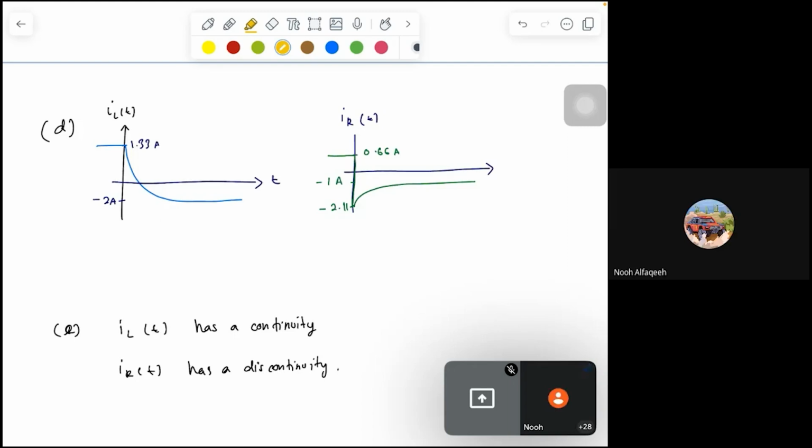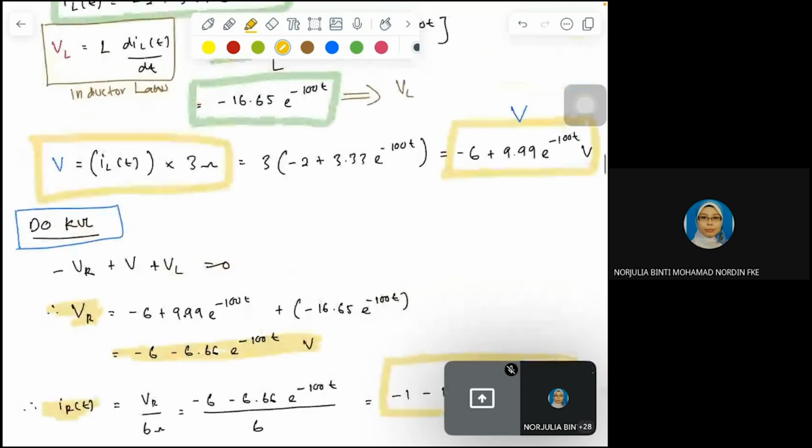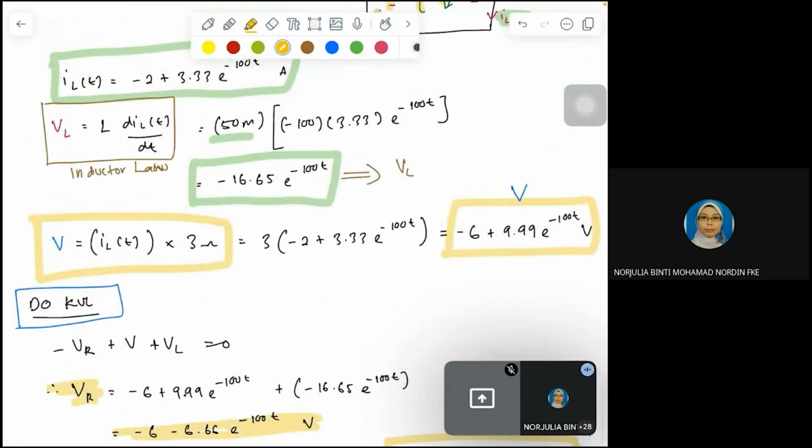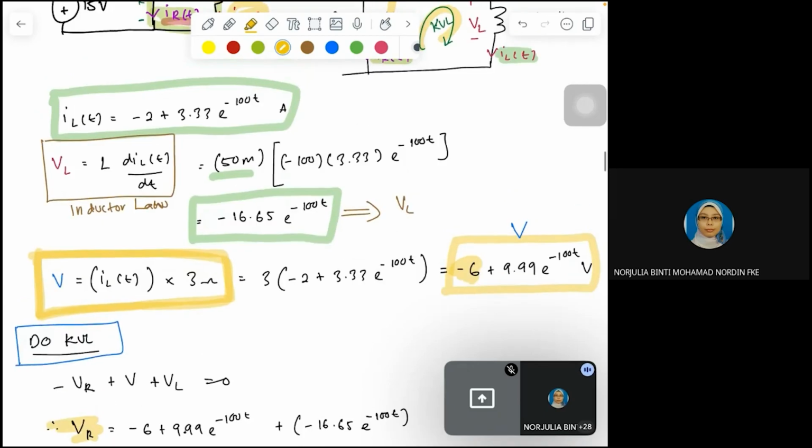Excuse me, how to determine whether the voltage is negative or positive? Yeah, it depends on the circuit. Based on this circuit, as you can see, the V at the inductor and the V at your 3 ohm resistor, the negative sign actually comes from your current expression, this one.